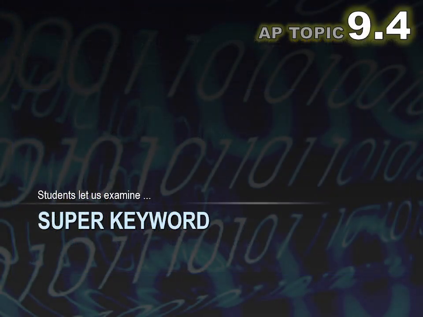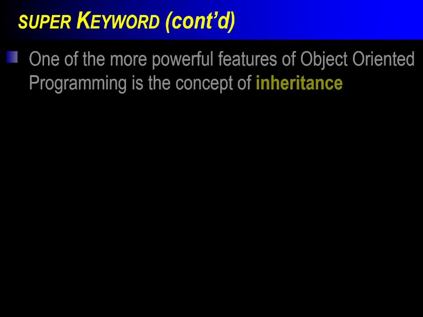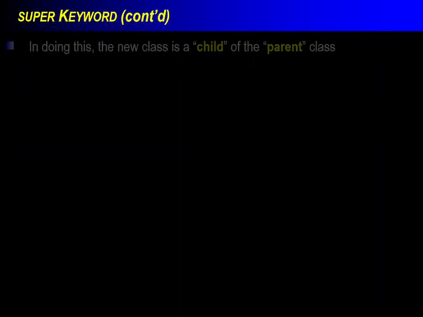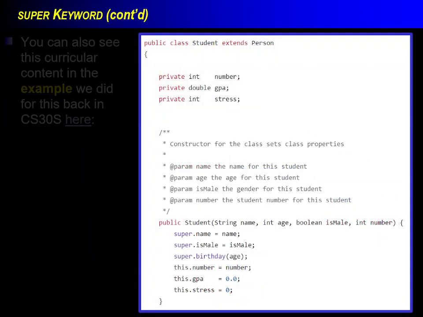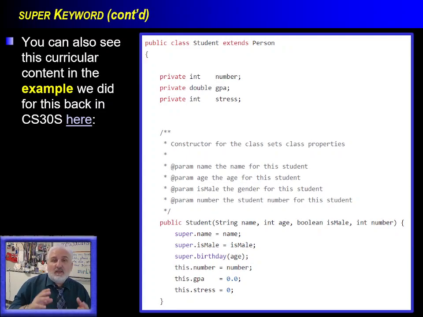All right, moving on to AP topic 9.4, the keyword super. So here you can see, as it's defined in section 9.4, what the keyword super means as it relates to inheritance and the superclass. As I've already said, this is related to the is-a relationship of one class inheriting from another. Since we've already seen these slides, we want to focus on how the keyword super is used to make a reference to that superclass. So that's the idea. The keyword super is referencing its superclass.